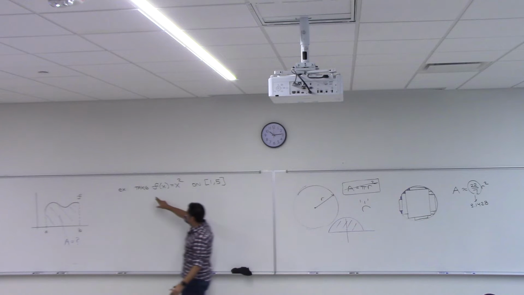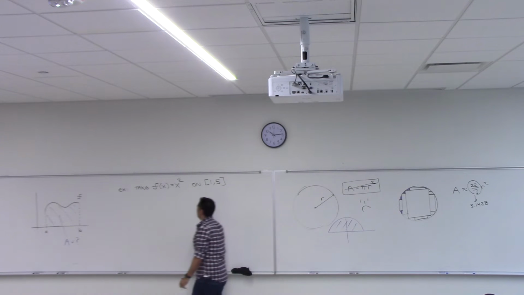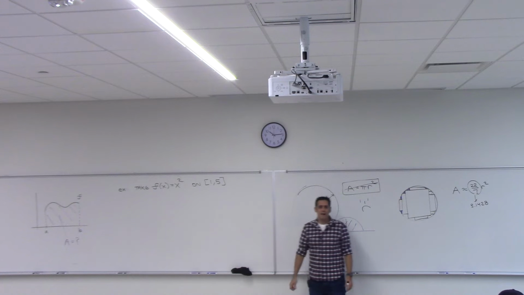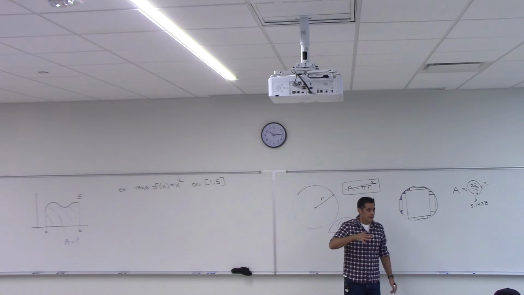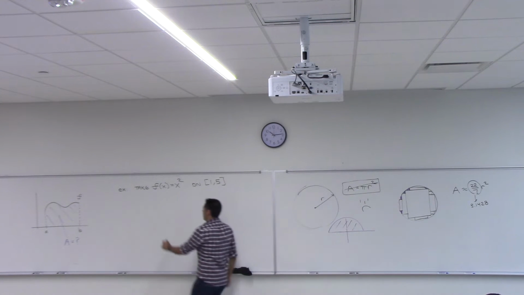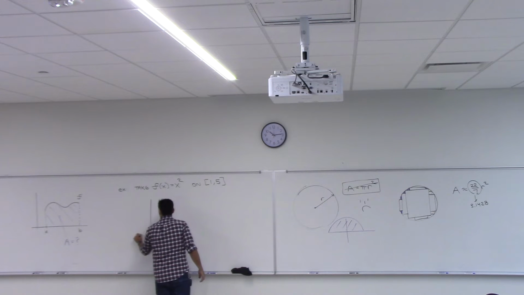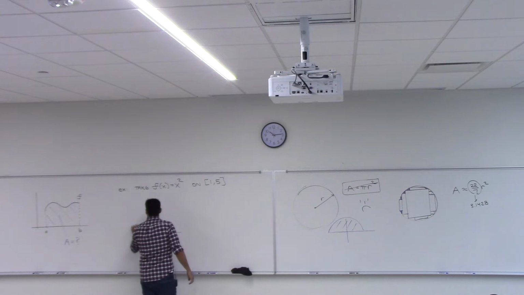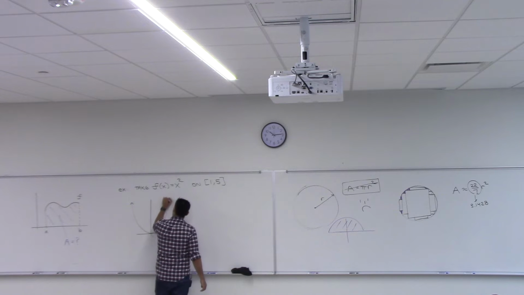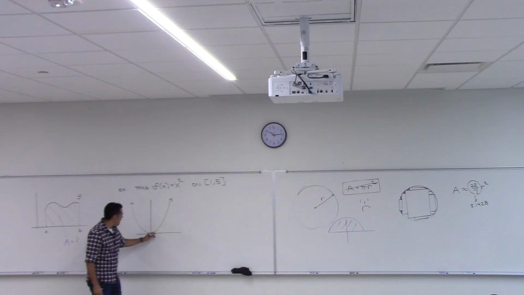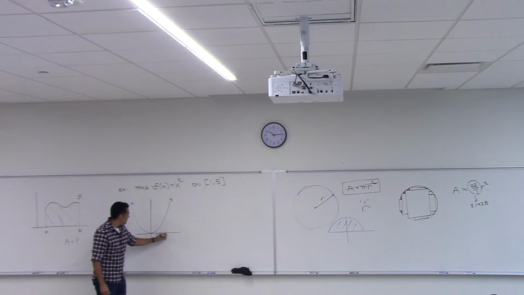That says take f of x equals x squared on the interval 1 to 5, and let's approximate the area. Let's see if we can figure out the area. So I'm going to draw the function first. We all know what x squared looks like, I hope. We're only going to go from 1 to 5.